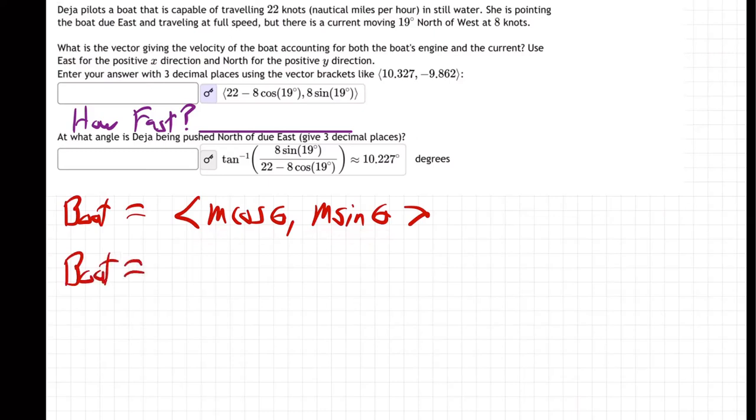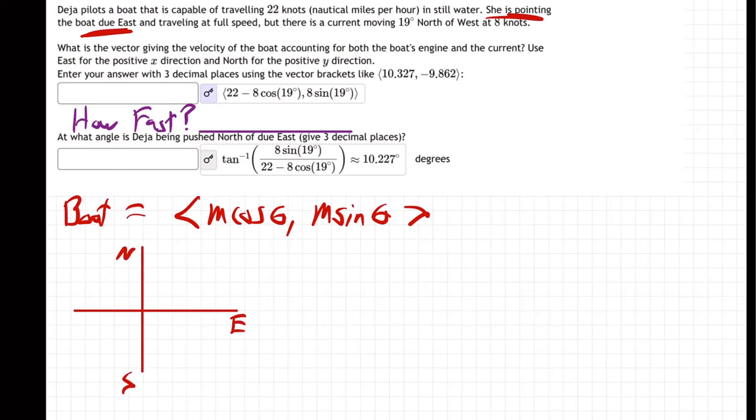So what is the angle we're talking about here? Let's draw that. So I'm going to draw the angle situation. She's pointing away due east. There it is. She's pointing the boat due east. So here's north, south, east, and west. She's pointing the boat straight east. At 22 knots, 22 miles an hour, nautical miles per hour. So that's easy. That's just plus 22 comma 0.